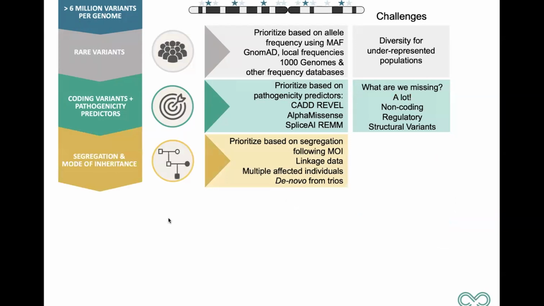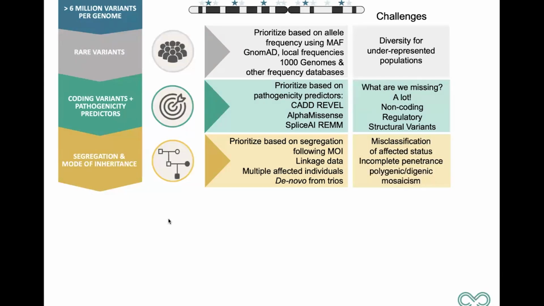Next, we filter for variants that segregate consistently with the disease in the family, following the expected mode of inheritance. This includes evaluating linkage data, retaining variants that co-segregate with disease across extended pedigrees in multiple affected individuals, or identifying de novo variants in trios. Variants that do not segregate with the disease within the family are excluded, therefore helping narrow down likely candidates for diagnosis.